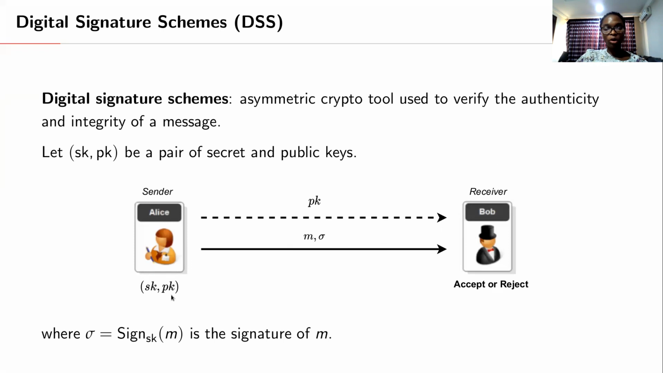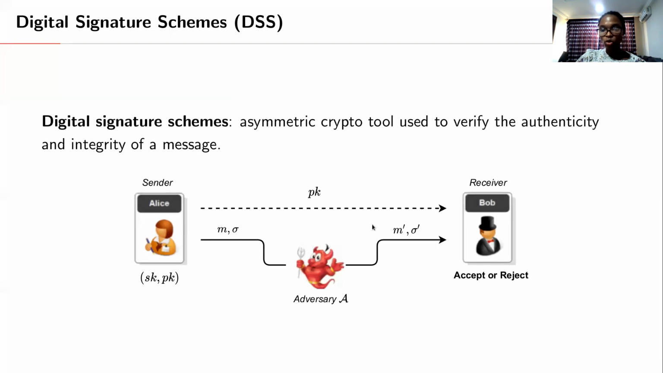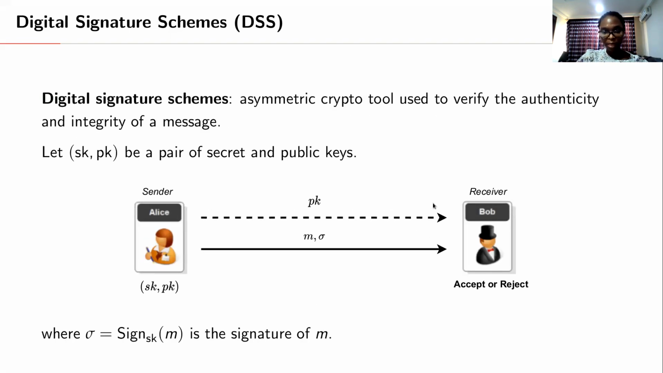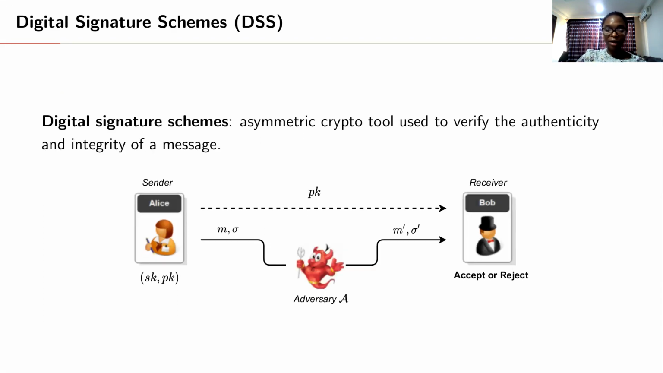She prepares a public key that she makes known to everyone, and then she prepares a secret key that she uses to sign her testament, and sends both the testament and the signature to her lawyer, Bob. Now let's imagine that there is an active adversary in the middle of the communication. Then we are not sure whether the signature and the testament have been altered.